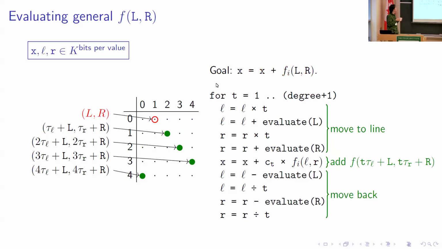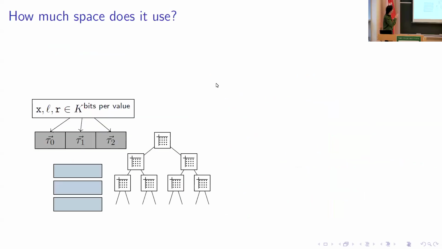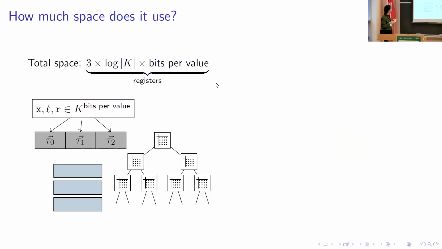And just a reminder, we actually need to do this in parallel for bits per value different coordinates. So each of these three registers is going to be a vector, where the number of dimensions of the vector is the bits per value parameter. So let's see how much space we used. These are our registers. We have 3 times bits per value registers, each storing 1 field element. So far, our space used is 3 times the log of the size of the field times bits per value.